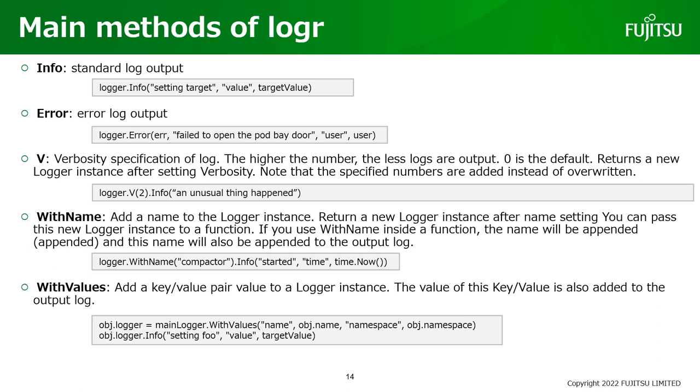WithName function sets the name of the logger instance, and returns a new logger instance after name setting. We can pass this new logger instance to a function. If we use the WithName function inside a function, the name will be appended, and this name will also be appended to the output logs. WithValues adds key-value pair values to the logger instance. The key and value are also added to the output log.